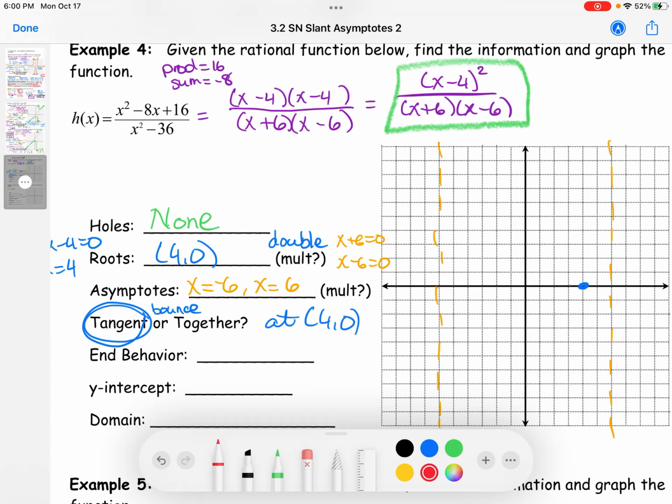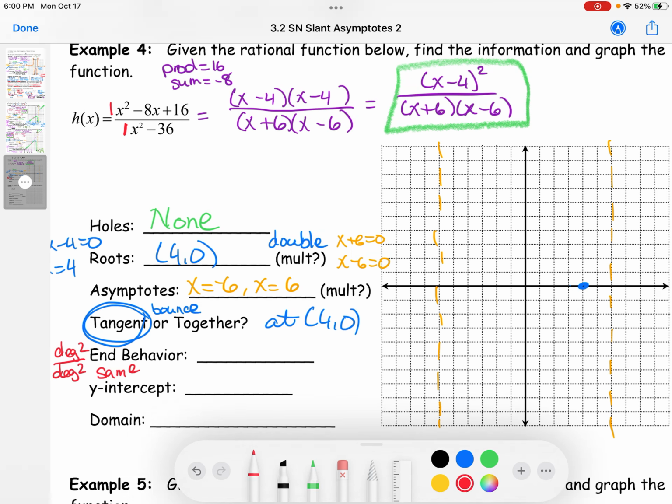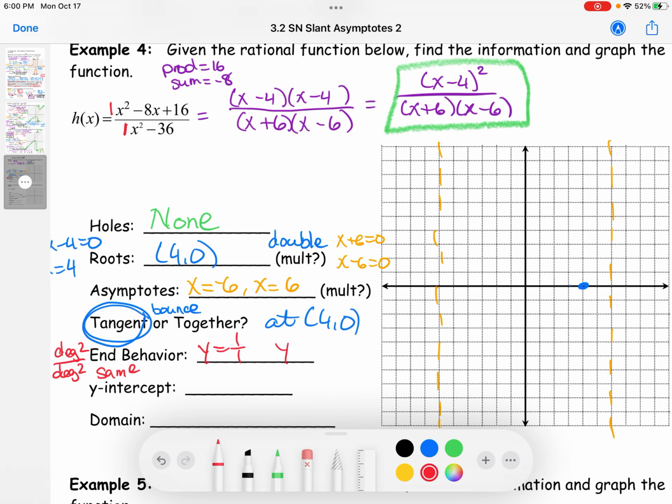Now, end behavior: we have a degree of 2 over a degree of 2. So these are the same, so we will play the coefficient game. 1 is the coefficient in the numerator. 1 is the coefficient in the denominator. So when we divide those, we get y equals 1 over 1, or y equals 1, as that horizontal asymptote. Y equals 1 will be your horizontal asymptote.